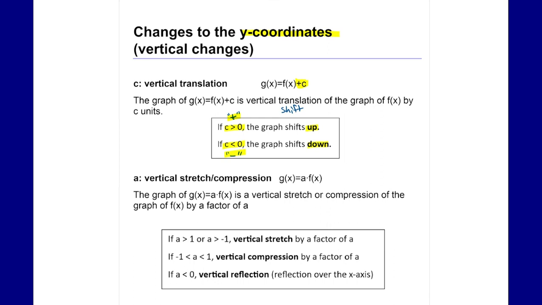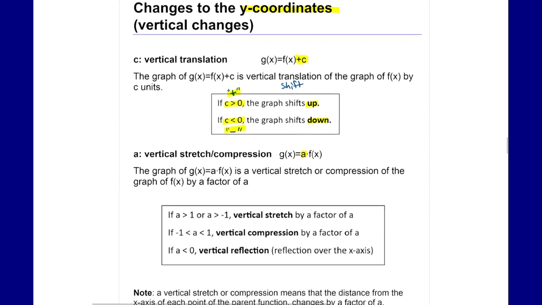The next component is the a value. This is the one that's at the very front. This is our vertical stretch or compression. Our transformed function is a vertical stretch or compression of the graph, and the key term is by a factor of a. So by a factor of whatever the a value is. We're going to be touching on that a bit when we talk about the reflection or the transformations.